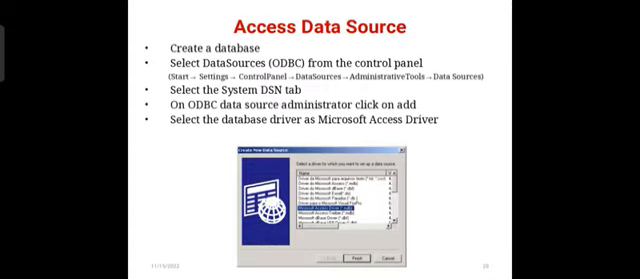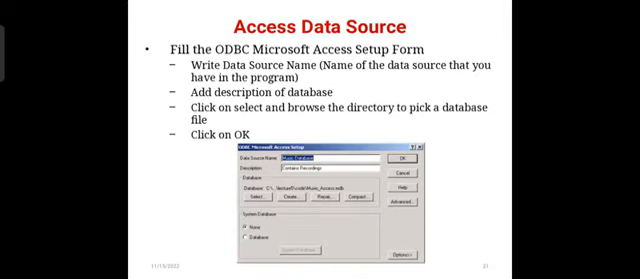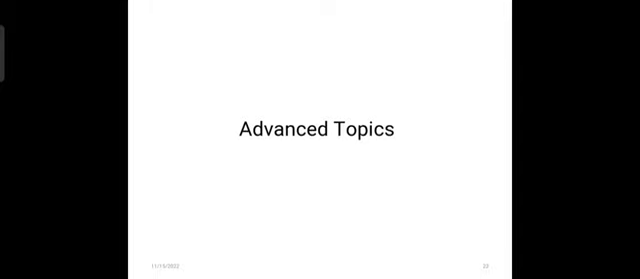How to access the data source? First we have to open the Control Panel on our computer and double click it. We will get Administration, select Administrative Tools. Under that, ODBC is available. Double click the ODBC, then we will get the Microsoft Access driver. Under that you can create and select your MS Access file that is available on the local drive. Then you can select the file and click OK. Then the connection will be established.